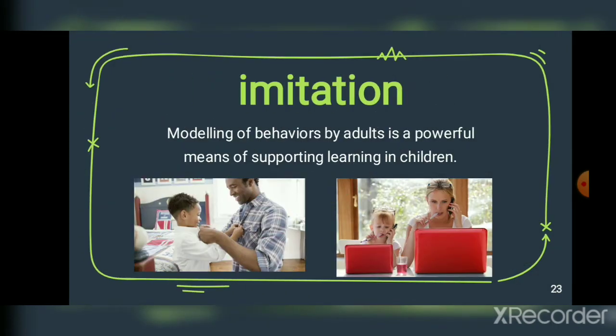Imitation. Modeling of behaviors by adults is a powerful means of supporting learning in children. Imitation ika nga nila. Kung anong nakikita sa matatanda ay ginagawa rin ng mga bata. Kaya mahalaga po na mag-set tayo ng good example sa kanila.